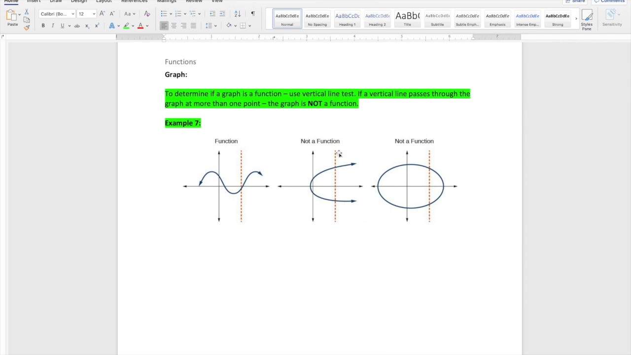If you check this picture, you have a vertical line and a graph. How many points of intersection does this vertical line have with your graph? The answer is 2, here and here. If a vertical line passes through the graph at more than 1 point, the graph is not a function. That's why this isn't a function. And this isn't a function for the exact same reason.